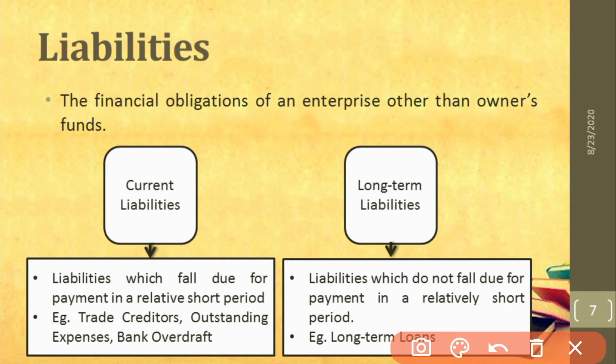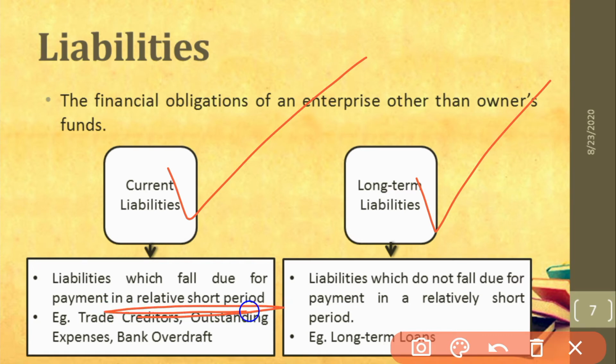So we can see that liabilities are further classified into current liabilities and long-term liabilities. Now your current liabilities are the same as the current assets, I mean to say it's the opposite of the current assets. Now let's see what it is. Liabilities which fall due for payment in a relatively short period.